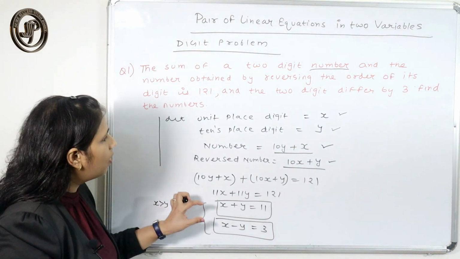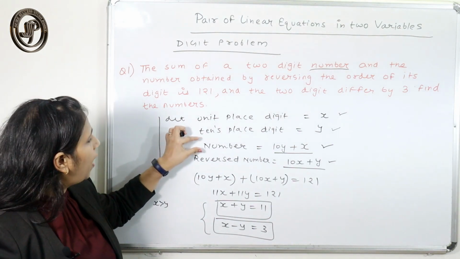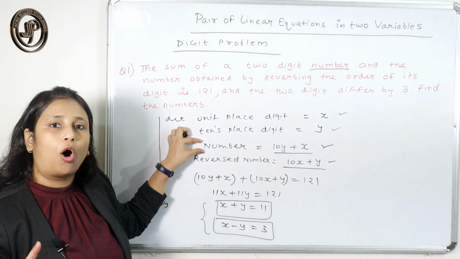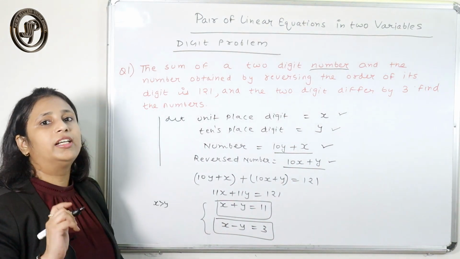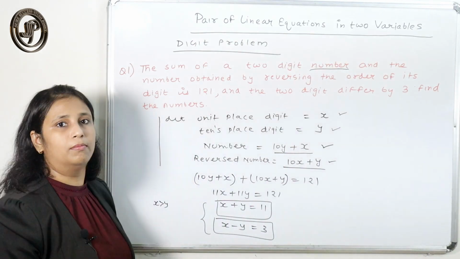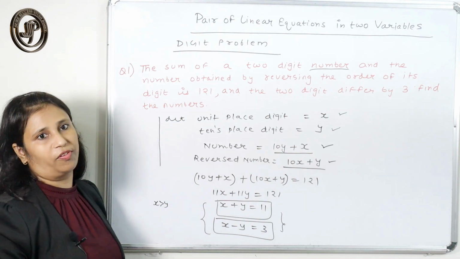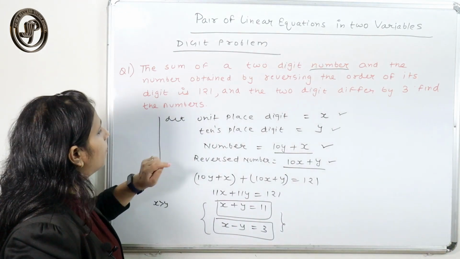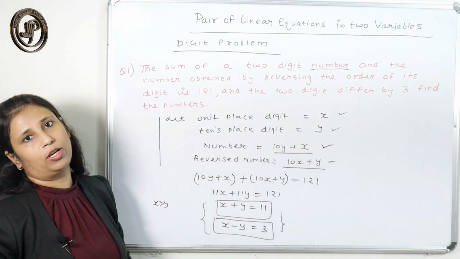After solving for x and y, you have to put the values of x and y in the number. Don't forget to do this step, otherwise you lose marks, because they asked to find the number. So you just have to put the values of x and y, meaning you have to find the number and the reverse number. Here it is not asked to find the value of x and y.